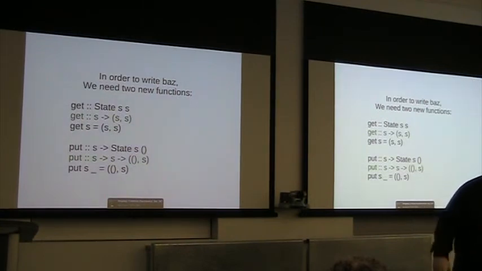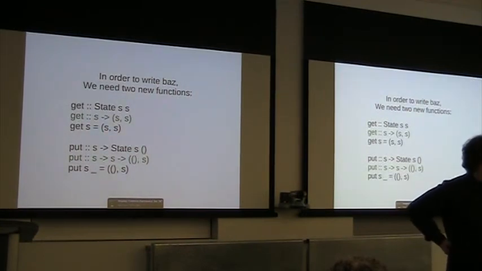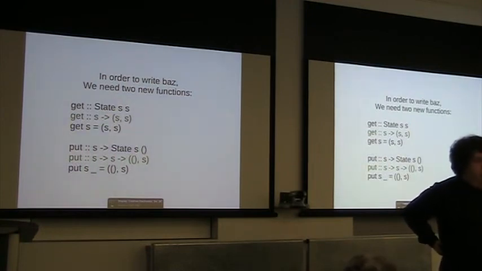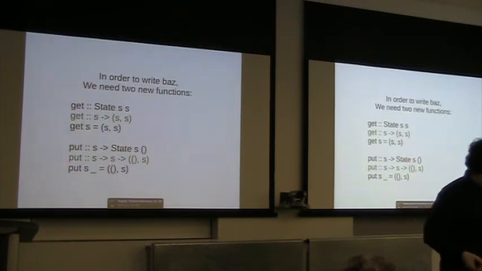Again, you notice I've been ignoring baz. In order to write baz, we actually need two functions. We need get, which is our equivalent of ask from before, and we need put. Get reads the current state, effectively. Put writes the state and goes, here is the updated state.